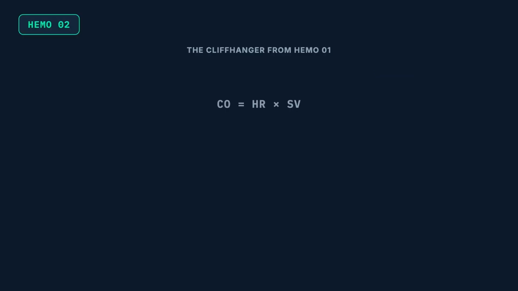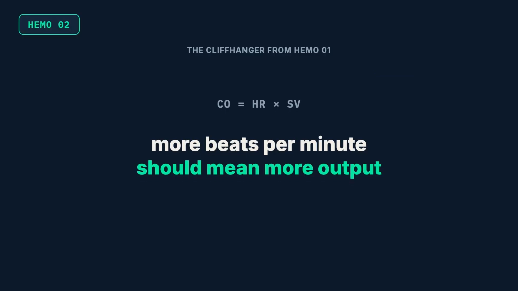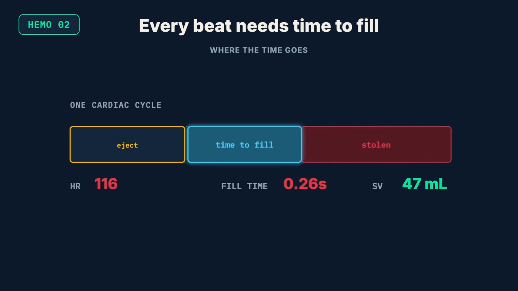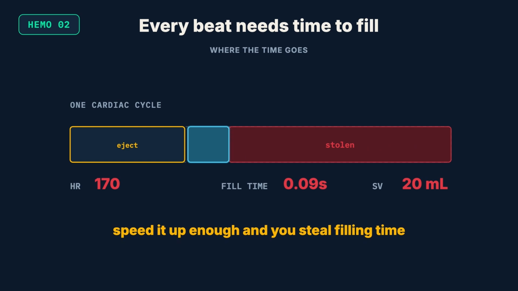One more twist on the heart rate. The one HEMO 1 left as a cliffhanger question. More beats per minute should mean more output, until it doesn't. Here's why. Every beat needs time to fill before it can eject. Speed the heart up enough, and you steal from that filling time. The tank doesn't finish filling, preload drops, and so does stroke volume.